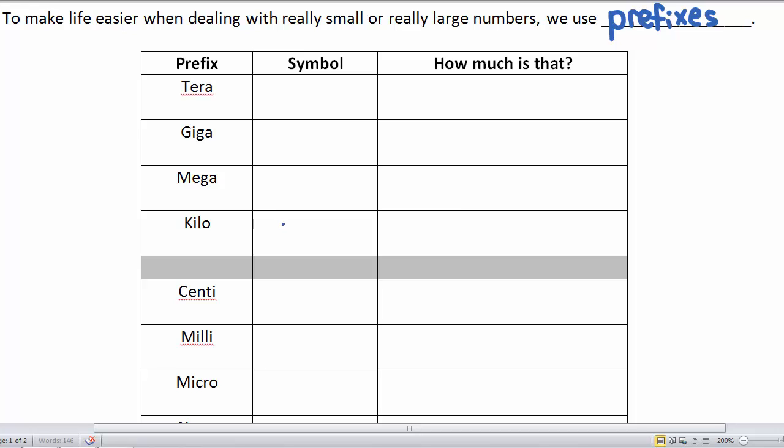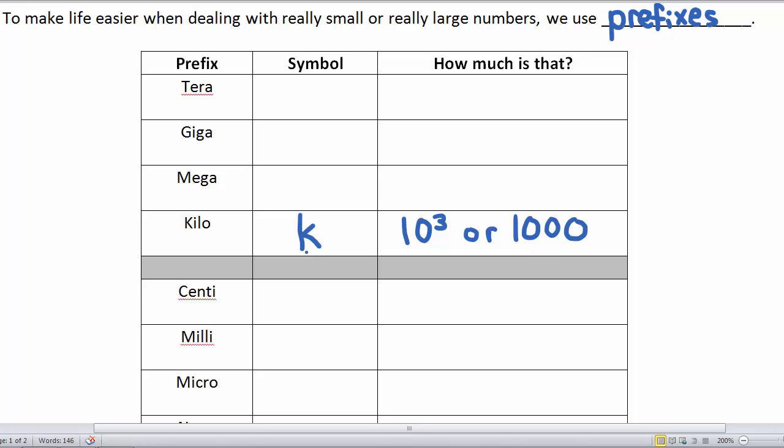And the first prefix we might go to is the prefix kilo, which has the symbol lowercase k. And this prefix means basically 1,000 or 10 to the 3. So a kilometer is 1,000 meters. A kilogram is 1,000 grams. A kilosecond, although it's not a term we use often, is 1,000 seconds.